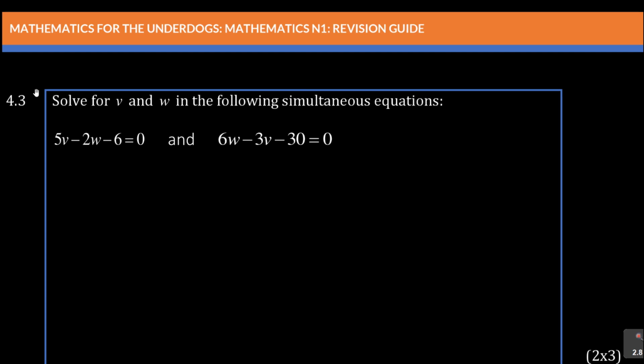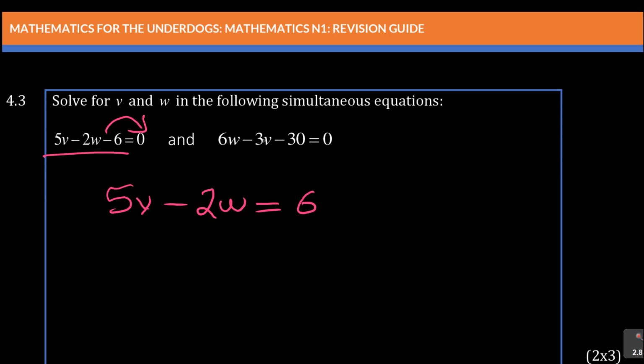Simultaneous equations is another part that you must expect. But how do you solve this? It's also not difficult. You just need to follow some few rules. Look at this. You're given this one. They say solve for v and w in the following simultaneous equations. So you write it 5v minus 2w. Now take 6 to the other side. Then say equal to positive 6.